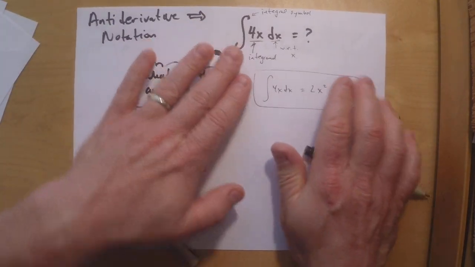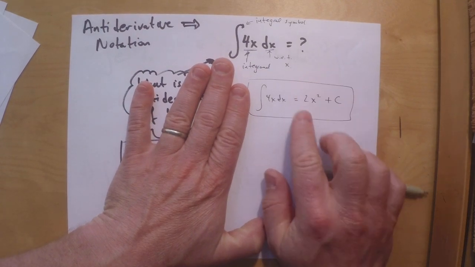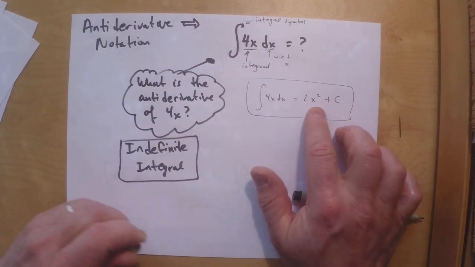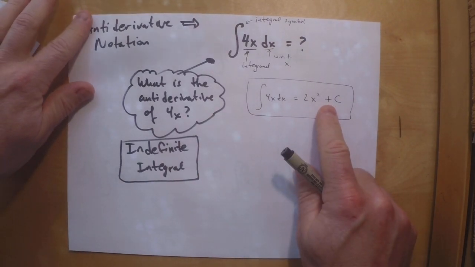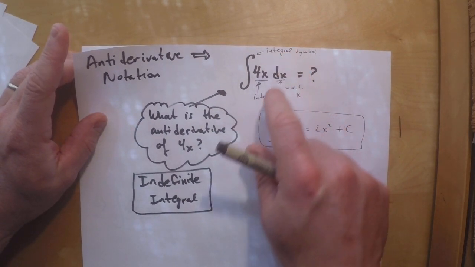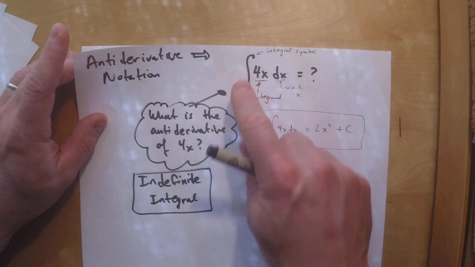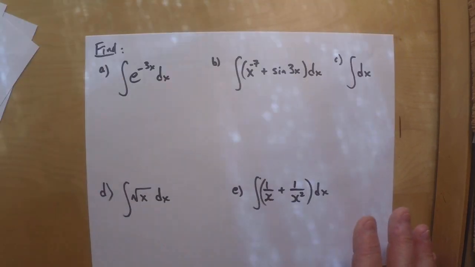So that's just a really shortcut way, if you want, of saying what's the antiderivative of 4x. There it is. There's the general antiderivative, or an indefinite integral. Now, we haven't talked about why they use the word integral. We haven't talked about where this notation came from, but it just exists. So we'll talk about that as time goes on.